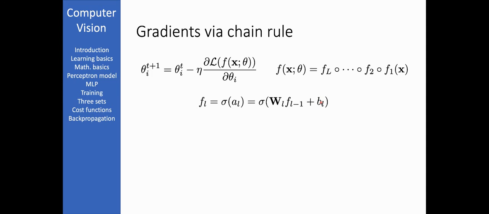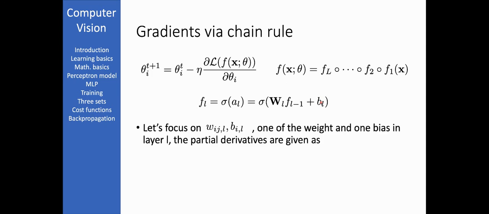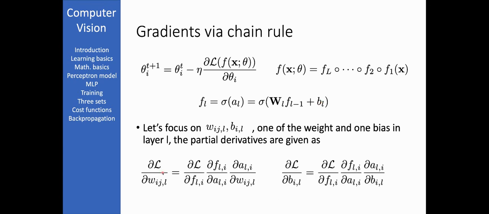Now, I simply use gradient rules. So we will focus on a certain weight or bias, and we will simply compute the partial derivatives as given like this. The partial derivative of the cost with respect to the weight is simply given by the partial derivative of the cost with respect to the function, so the output of that layer, multiplied by the derivative of the function value with respect to the activation, and the derivative of the activation with respect to the weight value. And it's the same thing for the bias.